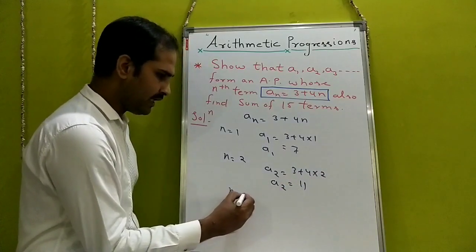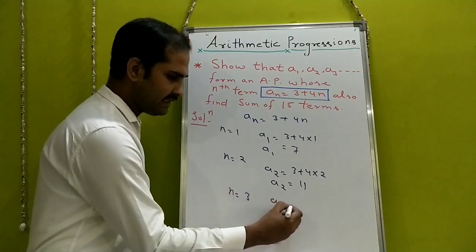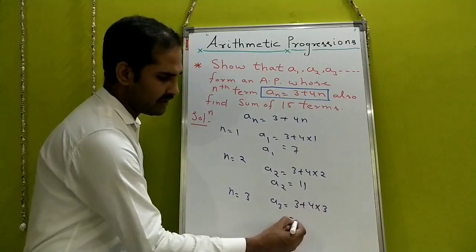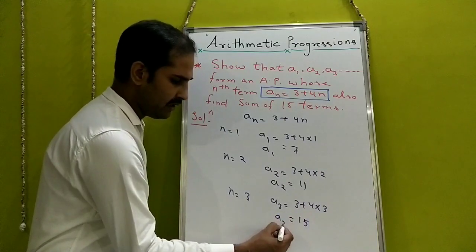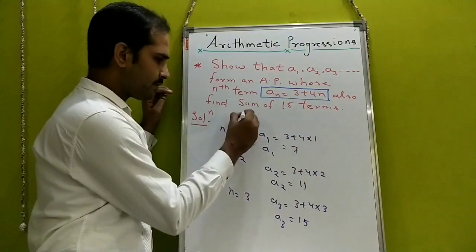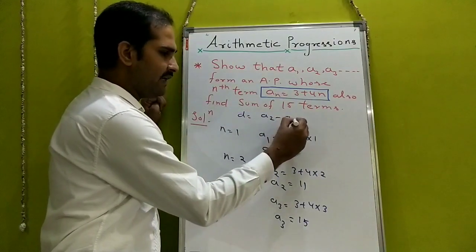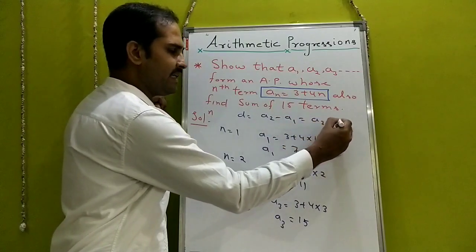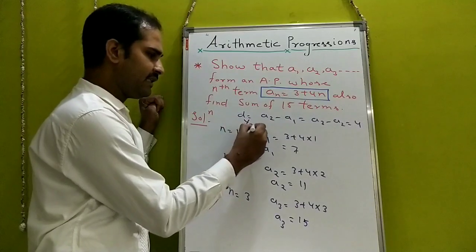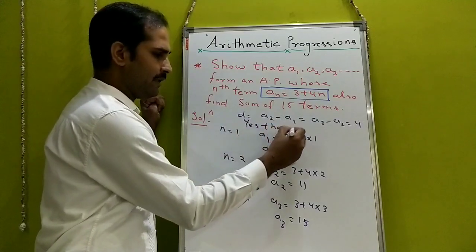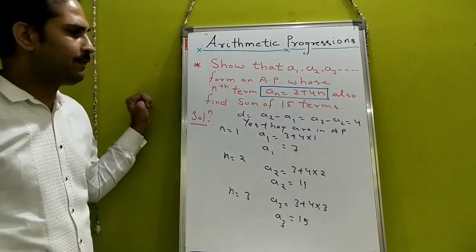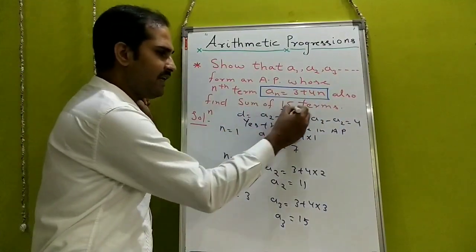Now putting n equal to 3, A3 is 3 plus 4 into 3, 4 into 3, 12, 12 plus 3, 15. So the third term is 15. Now here we can see that the difference A2 minus A1 is the same as A3 minus A2, which is 4. So the given terms are in AP. Yes, they are in AP. Now the first part is done. Now in the second part, we have to also find the sum of 15 terms.